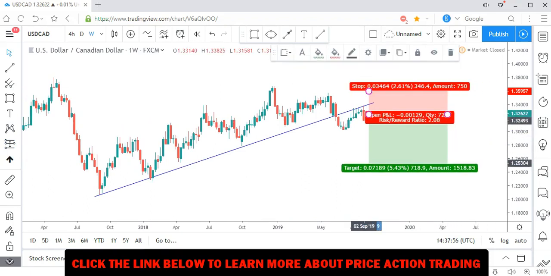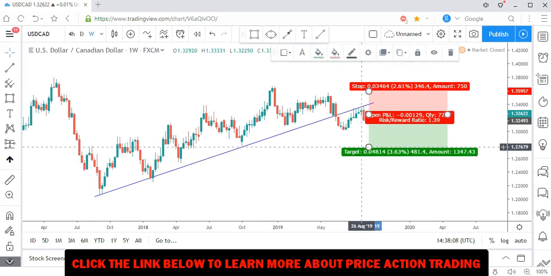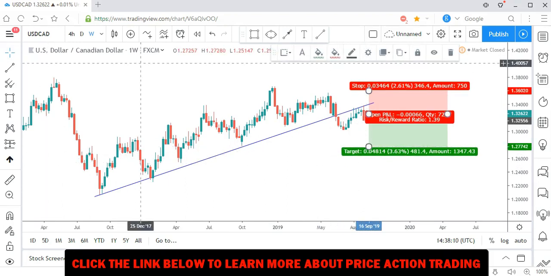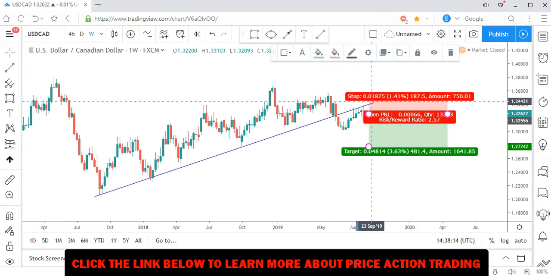So your take profit will be at this level. Let's see if I have this level here. Okay, push it up. Alright, so this will be your take profit, and your stop loss will be a few pips away from the signal candle, which is here.